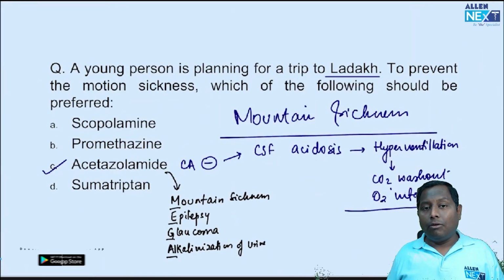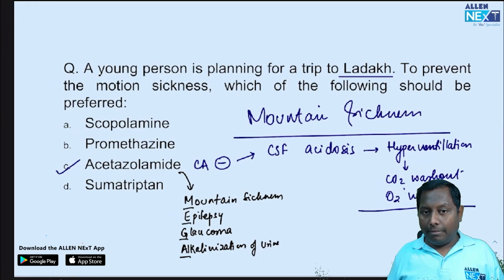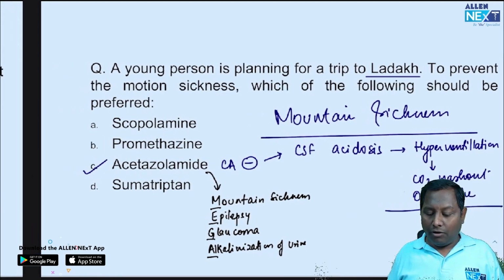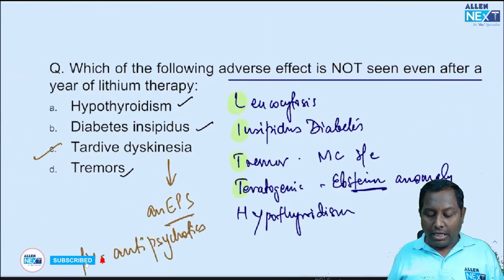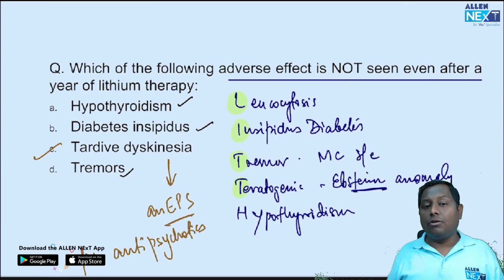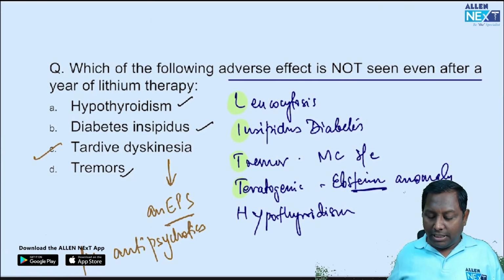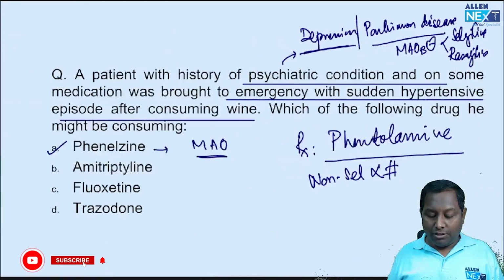Then mountain sickness के लिए acetazolamide is something that will be preferred. Other use of acetazolamide we have already covered here. Cisatracurium, Hoffman elimination we have already discussed here. And adverse effect not seen in the lithium therapy. Lithium will not be causing tardive dyskinesia. Tardive dyskinesia is an extrapyramidal symptom associated with the typical antipsychotics that we have discussed already.